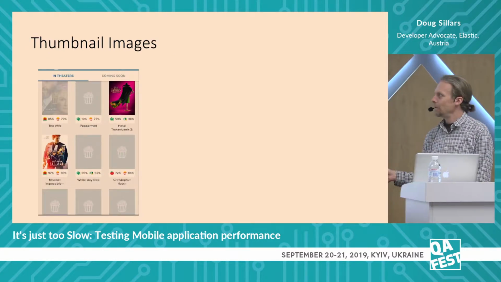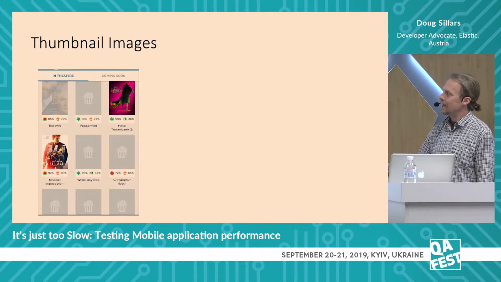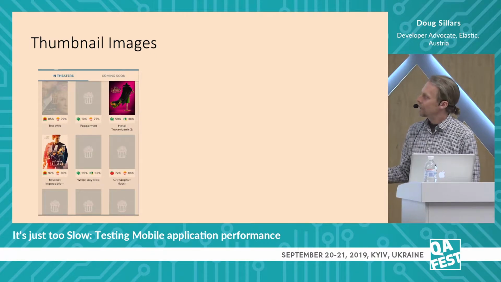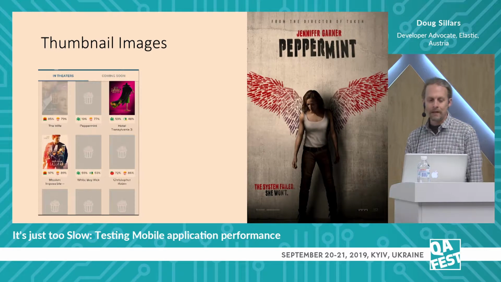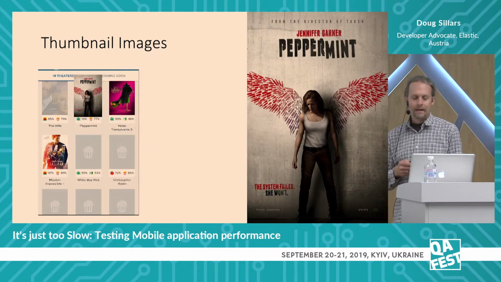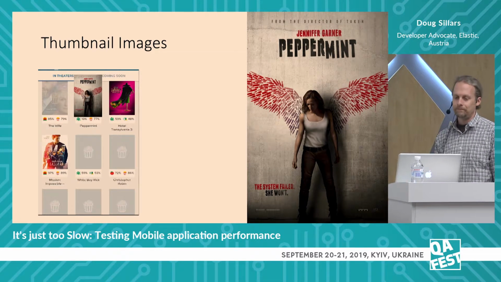The next example, this is from a movie ticketing app. The screenshot I took here, it's downloading all the thumbnails for what was in the theaters when I took this screenshot. And as we're waiting for this one image here to load, it's taking a long time. So why is it taking a long time? Well, it turns out that it's downloading an image that's this big to fit in a space that's that big.